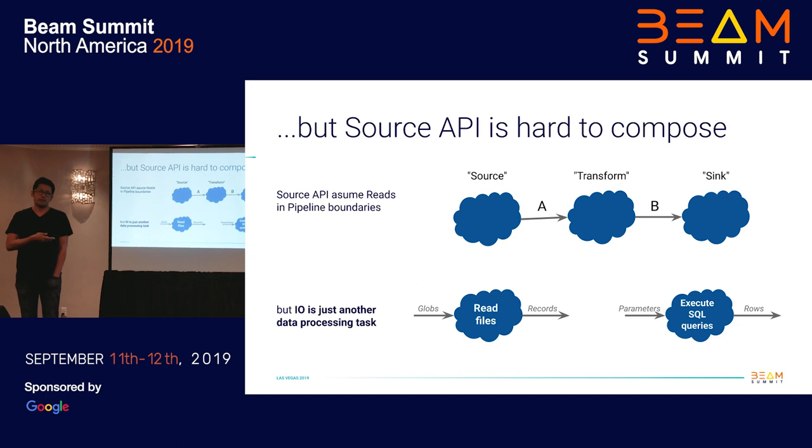To think of a case like that, for example, imagine that you receive a message from PubSub and this message contains the path of some data that you have to read. Traditionally, doing this kind of composition in Beam is quite hard because the source API is not really composable. So one approach to make it more composable is to do our reads based on maps or ParDos, in Beam speak.